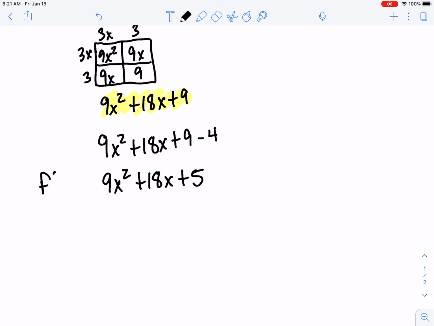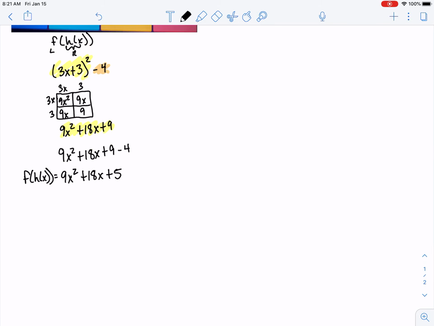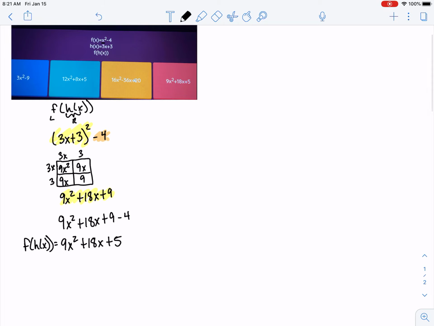So what did I want? F of h of x is equal to this. Hopefully, and it says an answer choice. And if I look, it is D. All right. So you can do it that way.